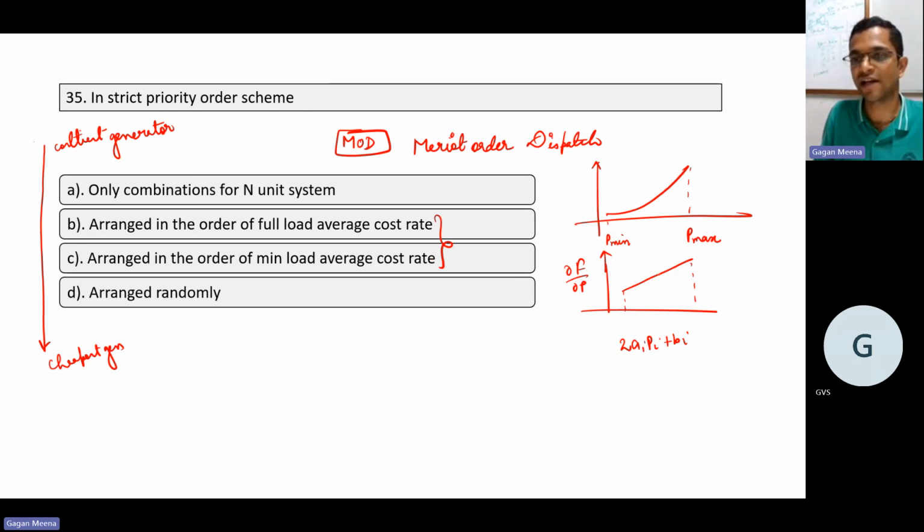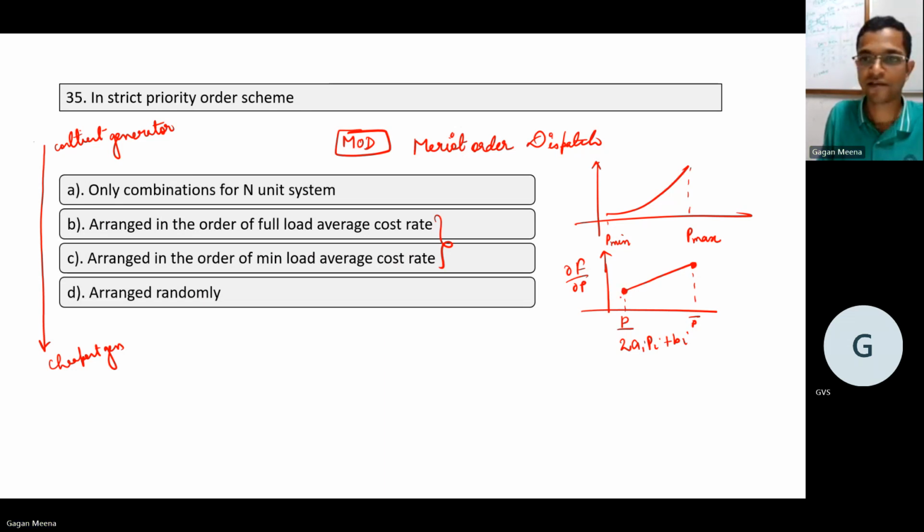Here you see this is a line. It's a quadratic cost curve and its incremental cost is this line. Now we have this line between P minimum and P maximum. Which value of incremental cost should be considered? Option B is saying we should take the full load average cost rate. Option C is saying the minimum load average cost rate. So which one to take?